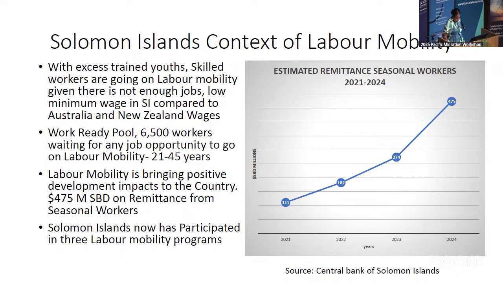So in 2023, we had an open recruitment drive for 2 weeks, and we received a total of 2,000 applicants. We screened those applicants and we were able to register 8,000 applicants into the work ready pool. So currently we have 6,500 workers who are queuing up in the work ready pool, waiting for labor mobility opportunities.